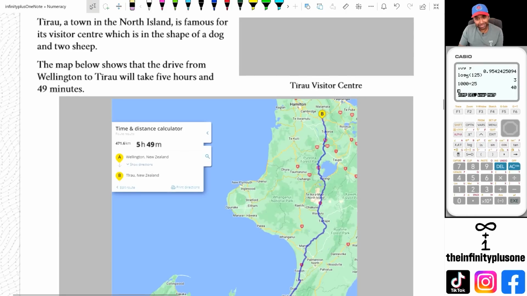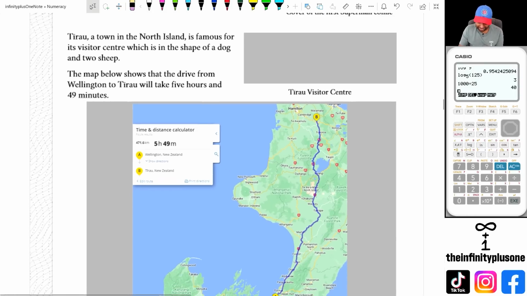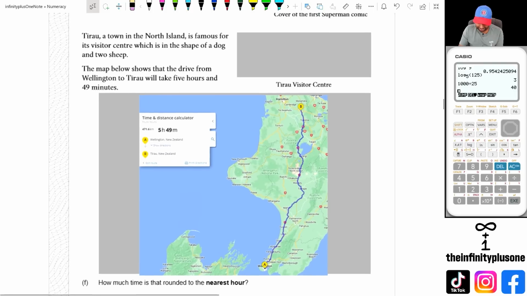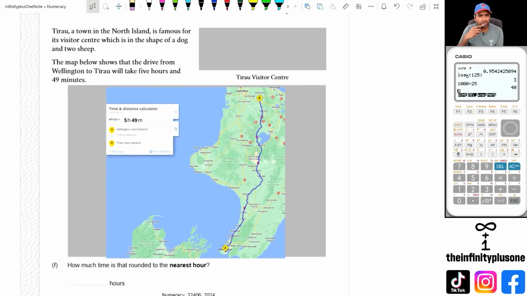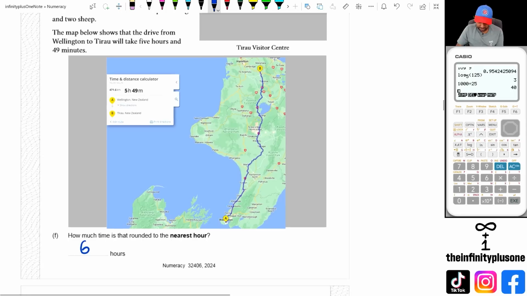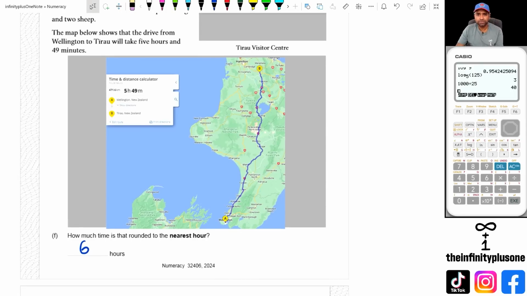Next one. Again, I did copy this from one of the websites, and let's see if this works. So we've got Tirau, which is up there. The map shows the drive taken to Wellington. Tirau will take 5 hours and 49 minutes. How much time is that rounded to the nearest hour? So 5 hours 49 minutes is rounded up to 6 hours. And that's pretty much it for question 2, folks.